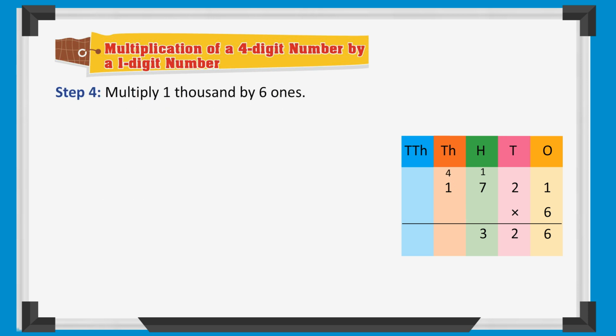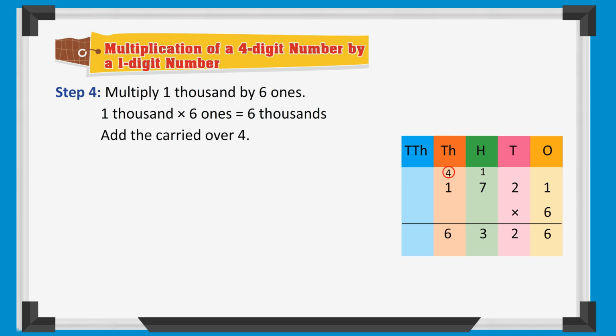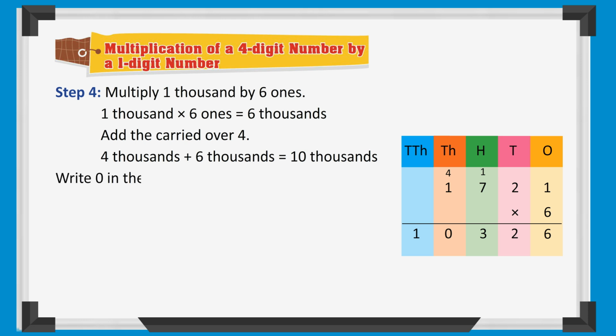Step 4. Multiply 1 thousand by 6 ones. 1 thousand times 6 ones equals 6 thousands. Add the carried over 4. 4 thousands plus 6 thousands equals 10 thousands. Write 0 in the thousands column and 1 in the ten thousands column.